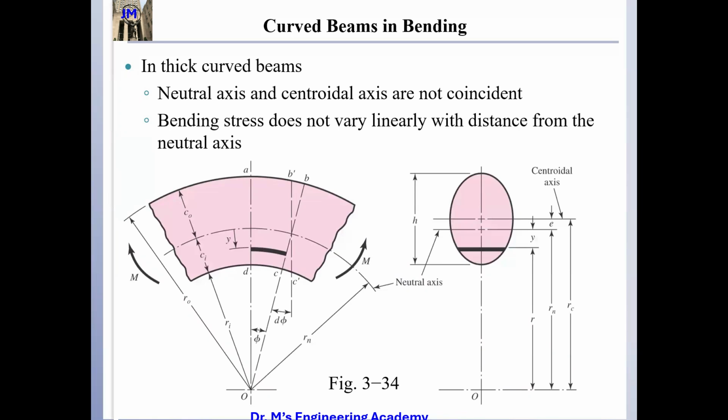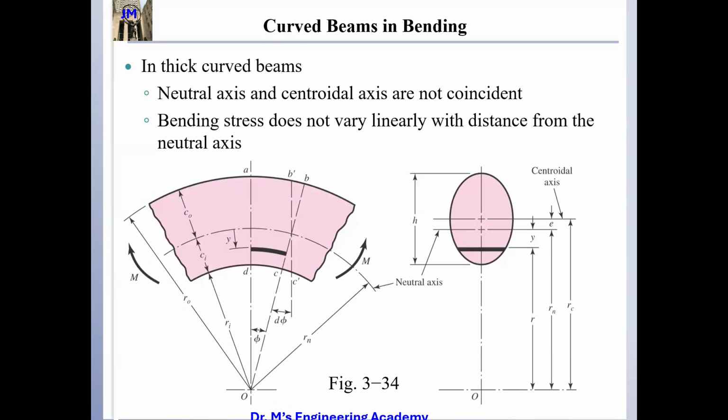For a curved beam, something is different from the straight beam. You can see on the first one, the neutral axis and the centroidal axis are not coincident. If this beam were straight, this line would be the neutral axis and this line would be the centroidal axis. However, because this beam is curved, this is still the centroidal axis, but it is not the neutral axis.